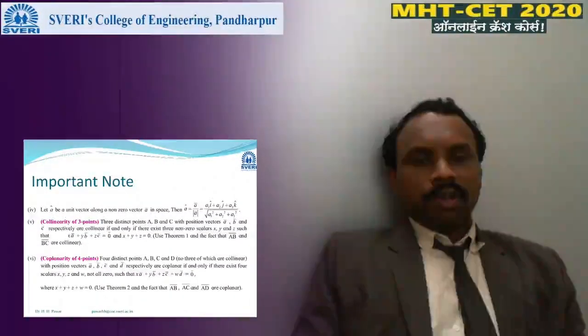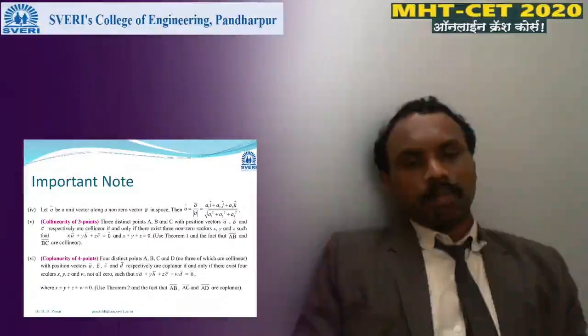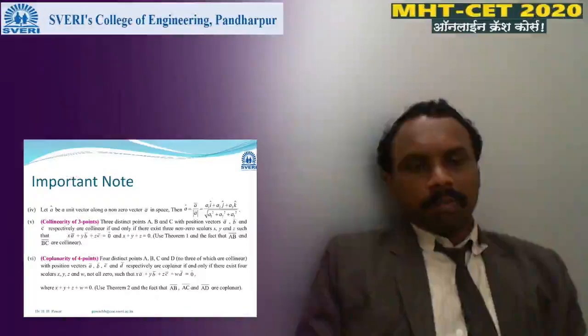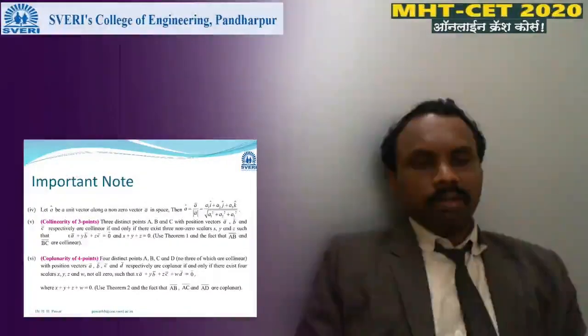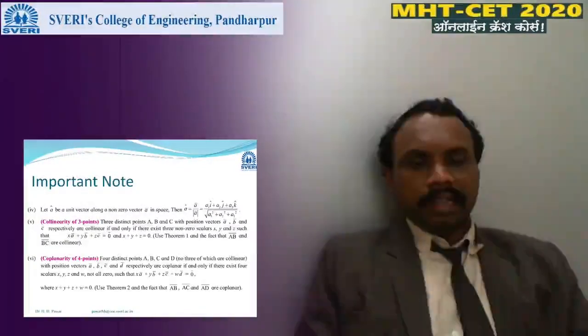Now to find the unit vector along any non-zero vector A bar in space, A cap is obtained by A bar divided by modulus of A bar, that is in component form, a1 i plus a2 j plus a3 k divided by the square root of a1 square plus a2 square plus a3 square.